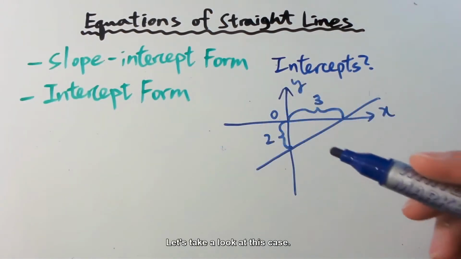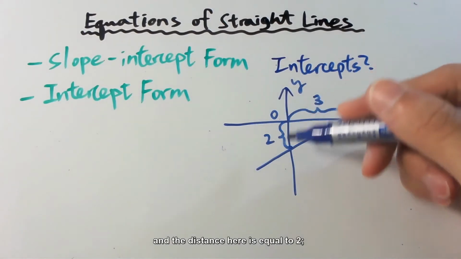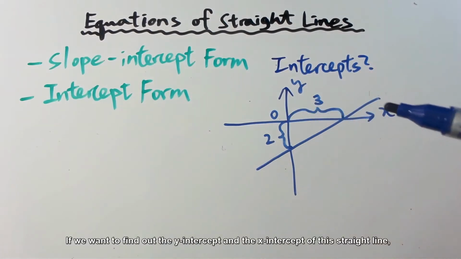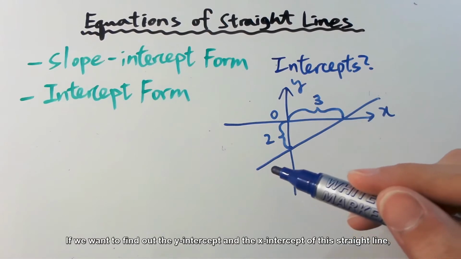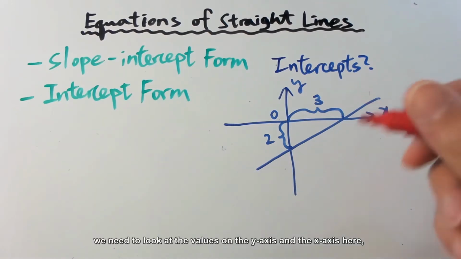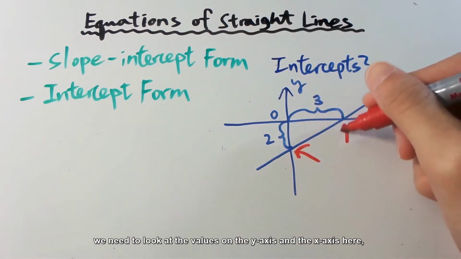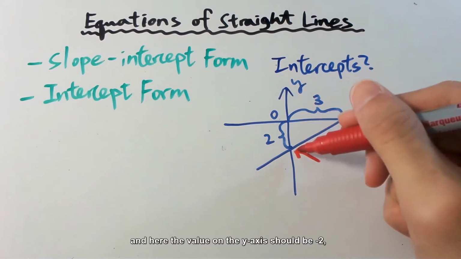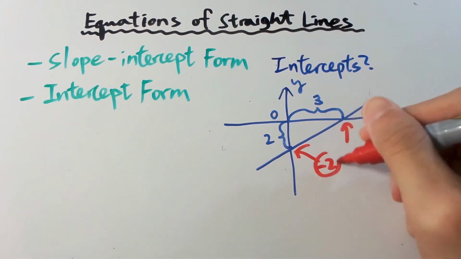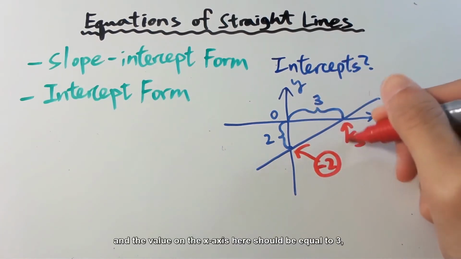Let's take a look at this case. Suppose this one is a straight line, and the distance here is equal to 2, and the distance here is equal to 3. If we want to find out the y-intercept and the x-intercept of this straight line, we need to look at the values on the y-axis and the x-axis here. The value on the y-axis should be minus 2, and the value on the x-axis here should be equal to 3.